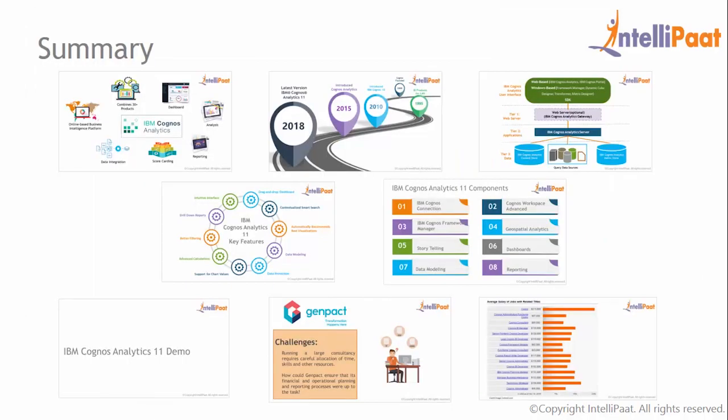And with this, we come to the end of this video. Here we looked at what IBM Cognos Analytics 11 is and then a brief history of IBM Cognos Analytics. We saw its architecture and some of the key features of IBM Cognos Analytics. We also discussed some of the major components of IBM Cognos Analytics 11. Then we saw the interface of IBM Cognos Analytics and how it helped Genpact to overcome its issues, and at last we discussed the career growth in IBM Cognos Analytics 11.